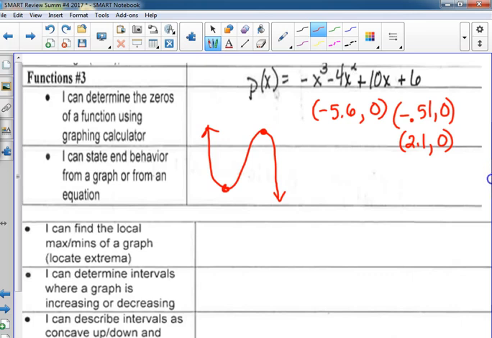But before we do that, end behavior, can someone tell me what you might write there? I don't care which way you tell me. If you want to do x's first, it's okay. Okay, so it's going down as x goes to the right. And what's it doing as x goes to the left? It's going up.